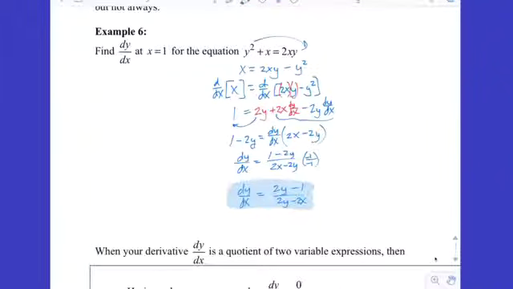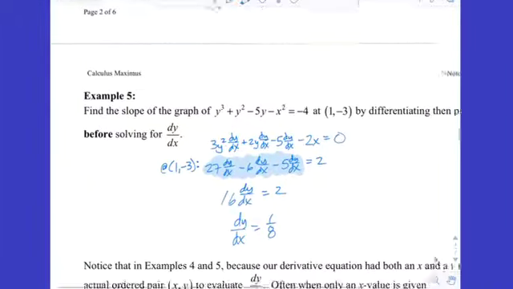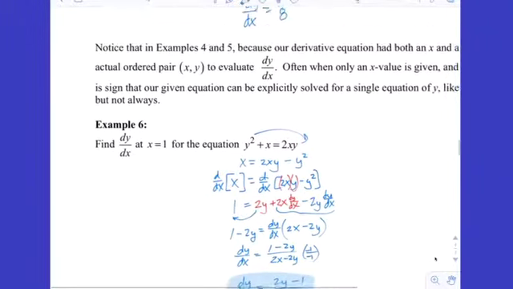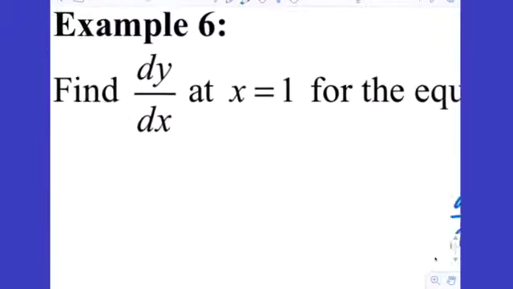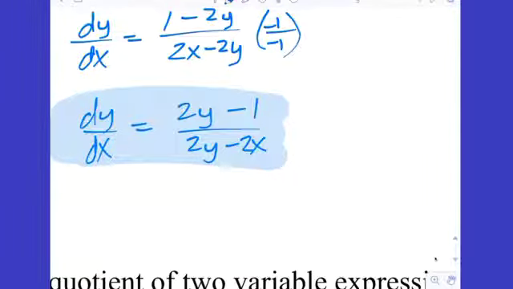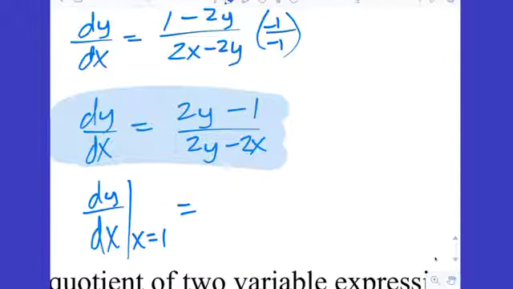Okay, now I kind of broke my own rule, because I just told you on the previous example, if you're only after a numeric slope, plug in first. It just asked us to find dy dx at x equals 1, and I did not plug in first. But there was a reason for that. I can go ahead and plug in now. dy dx evaluated at x equals 1. So when I plug in, I get... Whoa. Apparently, the derivative equation formula thingy requires not just the x value, but also the y value.